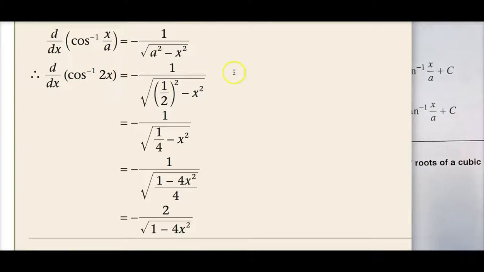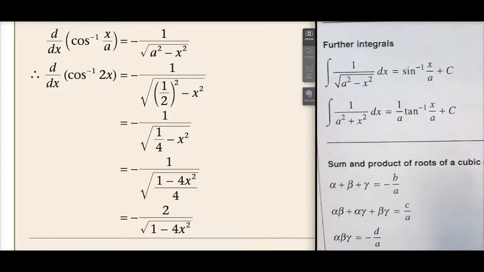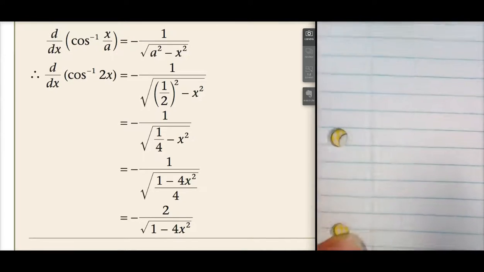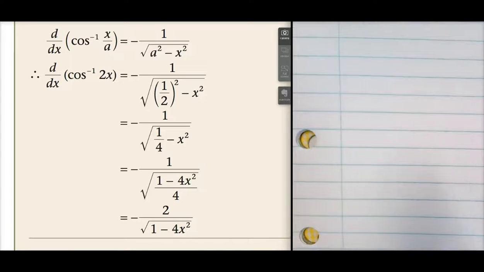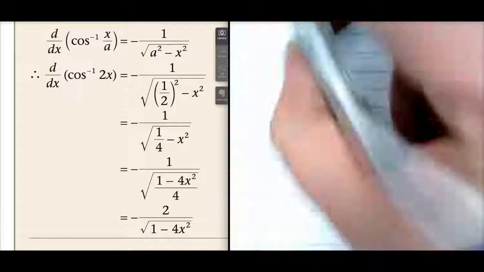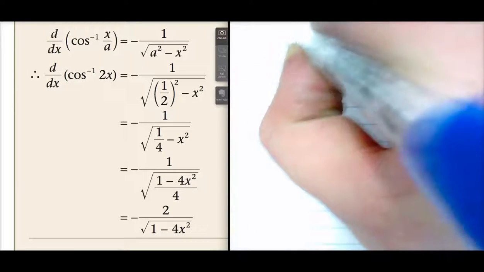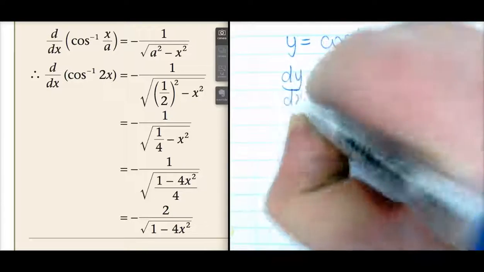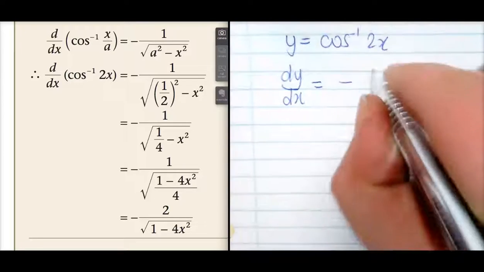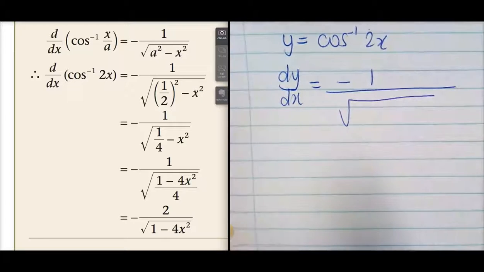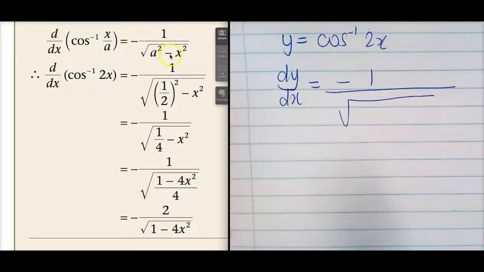Now, in this case, girls, we've got to be really careful here. Girls, that doesn't look like x on a to me. Why do you think they're doing what they're doing? So I'm going to do over here as well. I've got y equals inverse cos of 2x. I want to find dy dx. You can just set it out like this. The rule is negative 1 over the square root of a squared minus x squared.